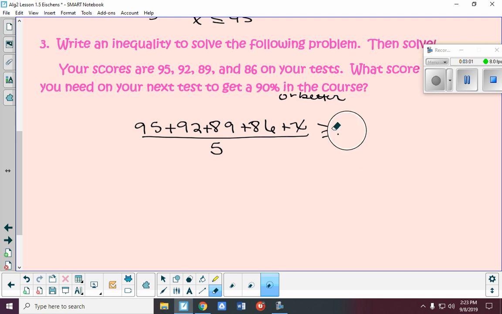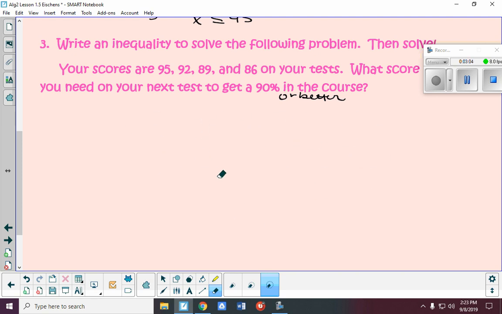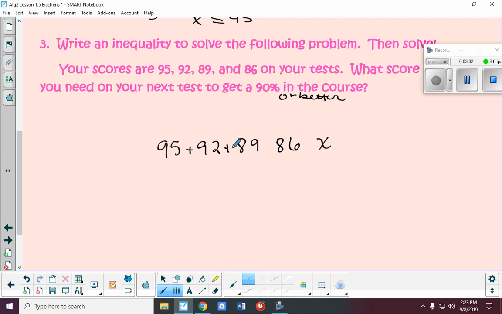All right, the next one, I didn't have it erased. That's an important problem. That's one that you'll want to know probably for your ACT test and maybe even your MCA test. It says your scores are 95, 92, 89, and 86 on your tests. What score do you need to get on your next test to get a 90% or better in the course? So what we want to do is look at our test scores. We have a 95, a 92, an 89, and an 86, and we're going to take one more, so we'll call that x. Now, when we take the average of all of those tests, and when I say average, I really mean the mean of the tests.